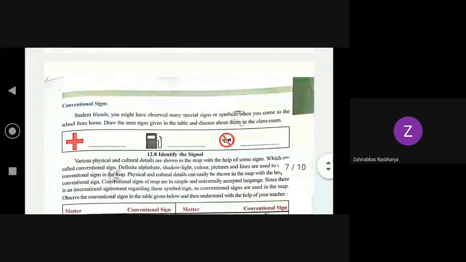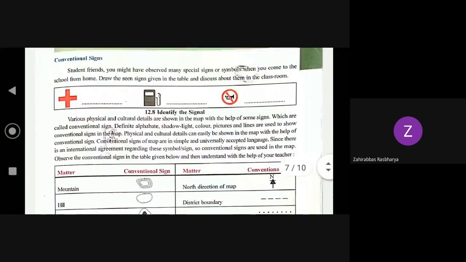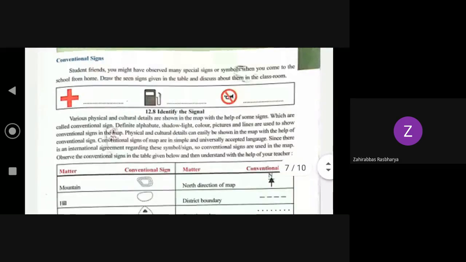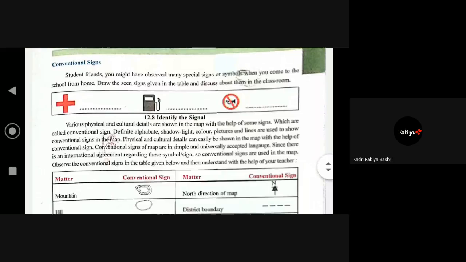Now we will see conventional signs. Rabia, conventional signs. Do you remember I taught in the fifth class? Yes, read this para. Conventional signs. Student friends, you might have observed many special signs or symbols when you come to school from home. Draw the signs given in the table and discuss them in the classroom.